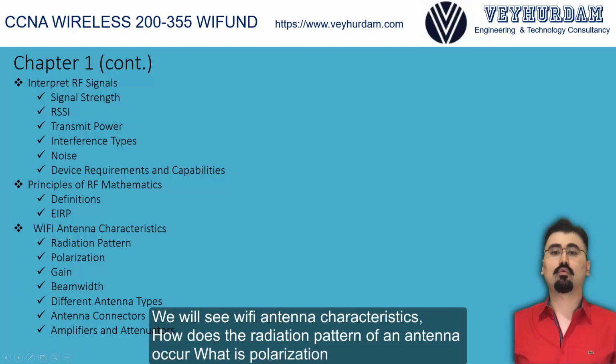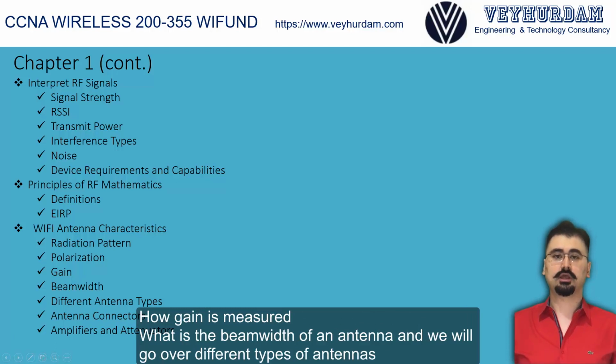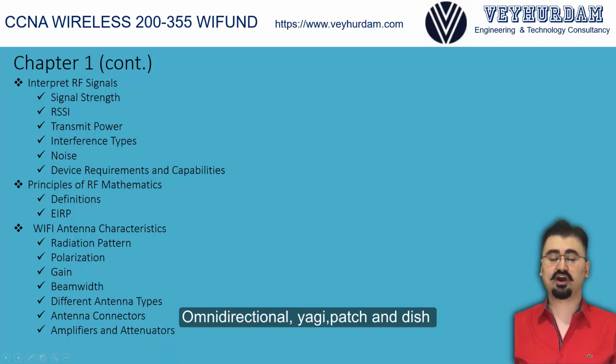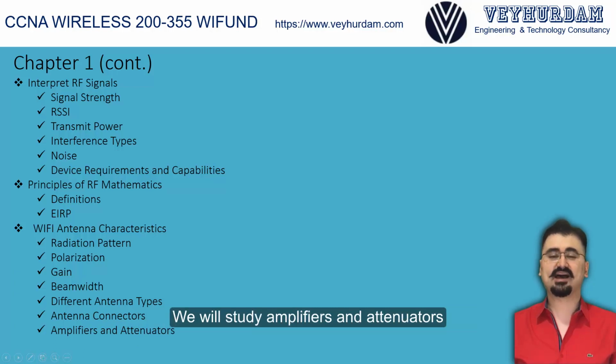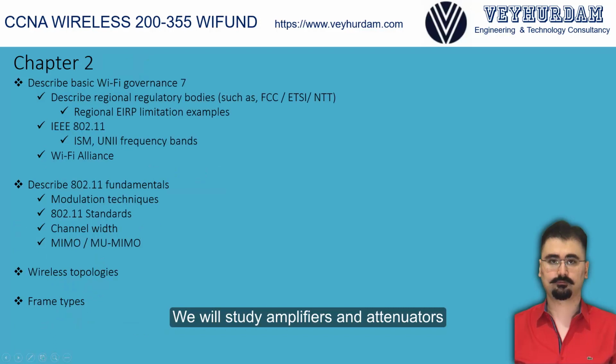We will see Wi-Fi antenna characteristics. How does the radiation pattern of an antenna occur? What is polarization? How is gain measured? What is the beamwidth of an antenna? And we will go over different types of antennas: omnidirectional, Yagi, patch, and dish. We will explain different antenna connectors and why we need them. And lastly, we will study amplifiers and attenuators.